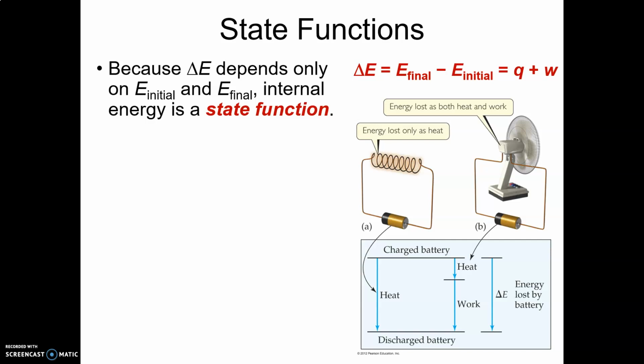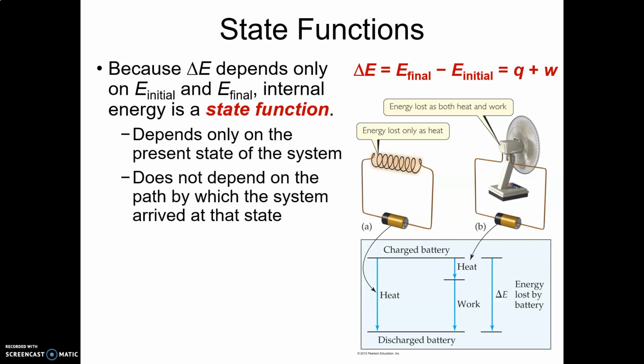But heat is energy in transit, and work is energy in transit. So those can't be represented as deltas, right? Because they are the change, which means Q and work are not state functions, right? They are not state functions.